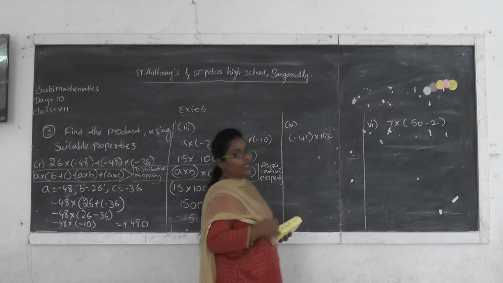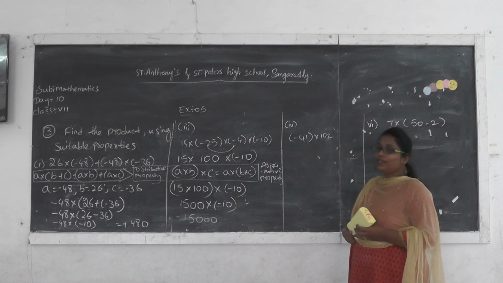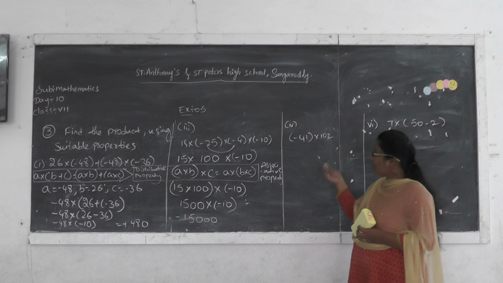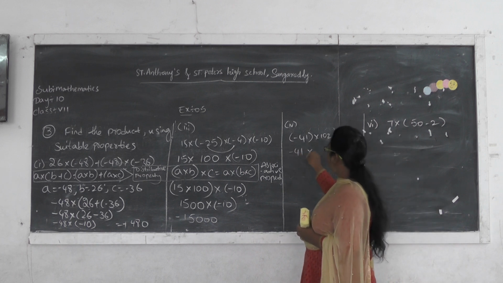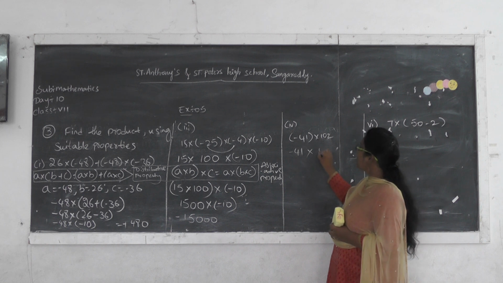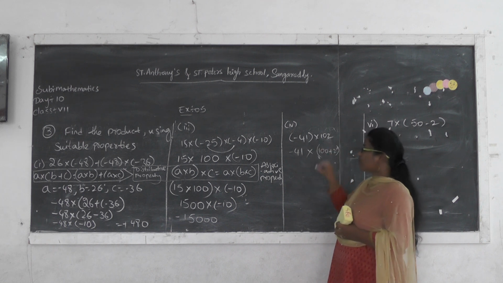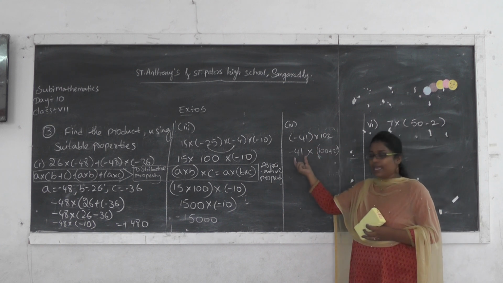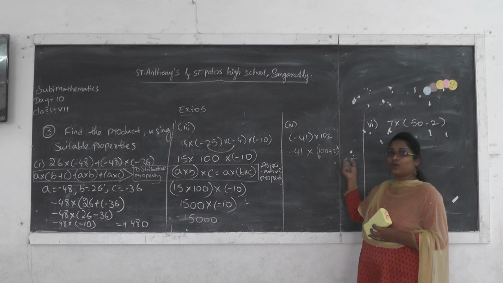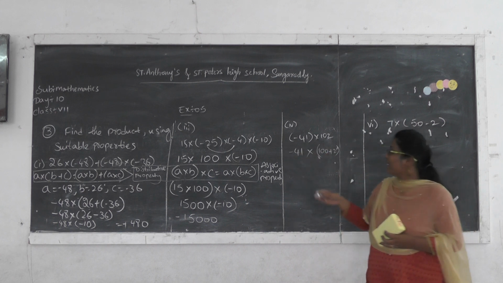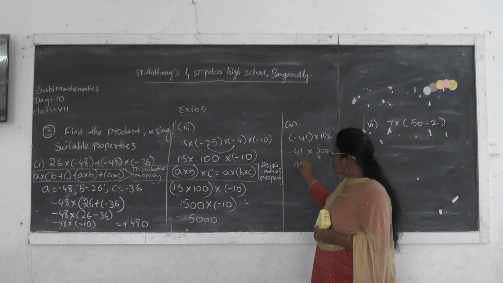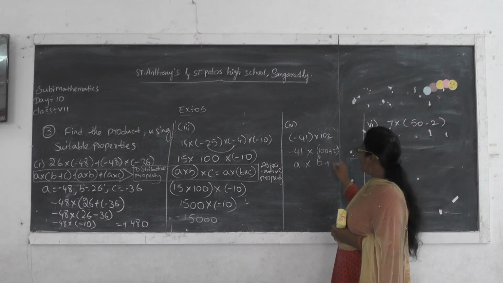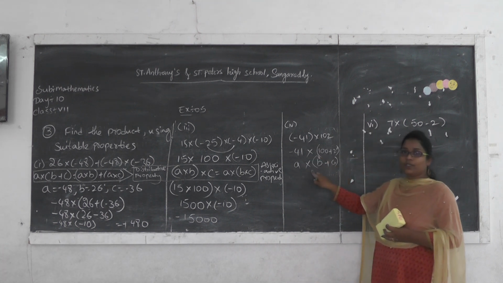So next, solve the fourth question. Minus 41 into 102. Here how can we do this one? Here we can use, for example, minus 41 into, I was splitting this 102 as 100 plus 2, since there are only 2 terms. If you observe the question, this is one numerical value, assumed as one integer A, into one more numerical value B plus one more numerical value C. How is it? A into B plus C.